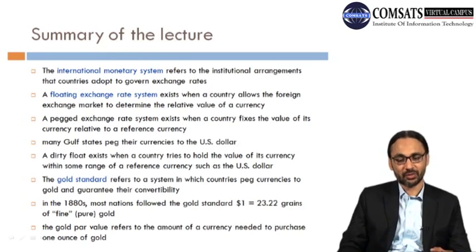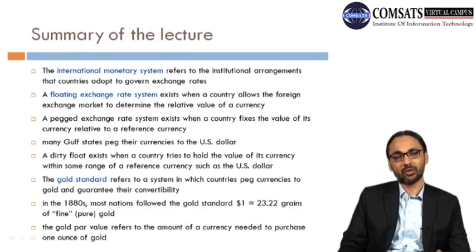Gold standard refers to a system in which countries peg their currency to gold and guarantee their convertibility. In the 1880s, most nations followed the gold standard. 1 pound is equal to 23.22 grains of fine pure gold. The gold par value refers to the amount of a currency needed to purchase 1 ounce of gold.